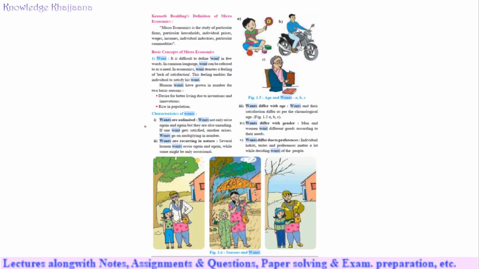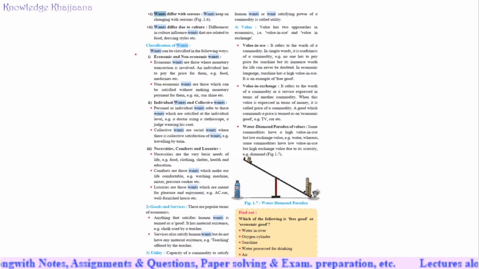Then you had learned different characteristics of want, that is, wants are unlimited, wants are recurring in nature, wants differ with age, wants differ with gender, wants differ due to preferences. For that the image was also given. Wants differ with seasons, wants differ with culture. This much regarding wants you had learned in standard 11, and different classifications of wants also. And apart from that, you had learned utility.